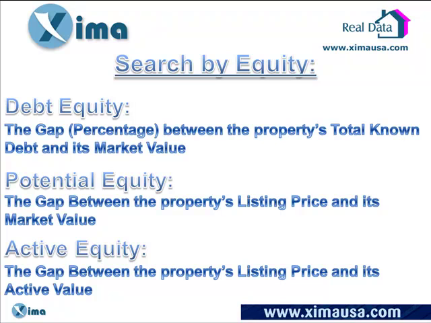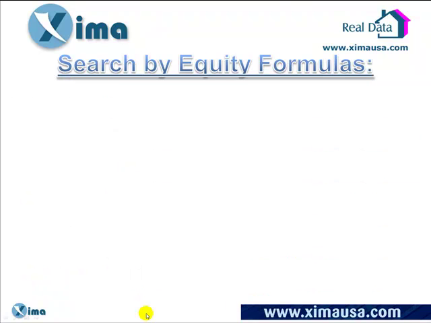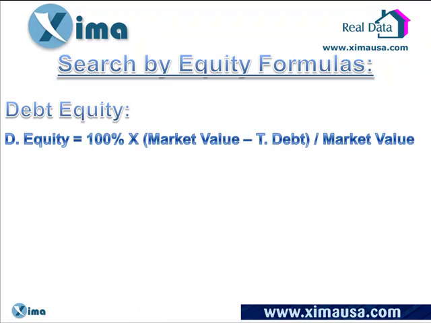Now let me show you the actual formulas that we use to calculate these types of equity. So the search by equity formulas are as follows. We calculate debt equity by multiplying 100% by the difference between the market value and the total amount of debt, divided by its market value.